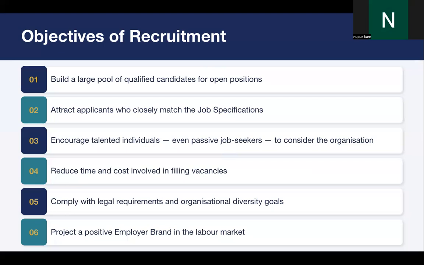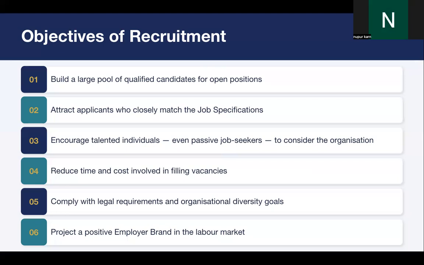Project a positive employer brand in the labor market. Think about a company that has a bad reputation in the market. Will people come to that company for working? No. You need to have a good employer brand. For example, take Apple. It has a good employer brand. It's a big brand, it has a big reputation in the market, so everybody wants to work for that company.